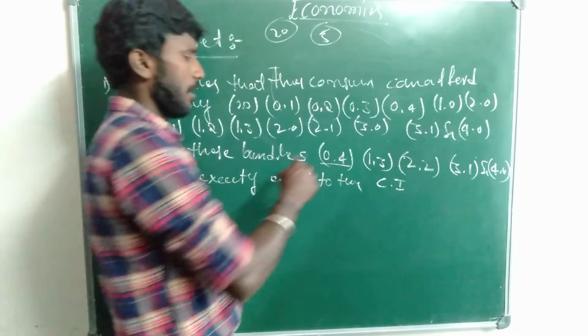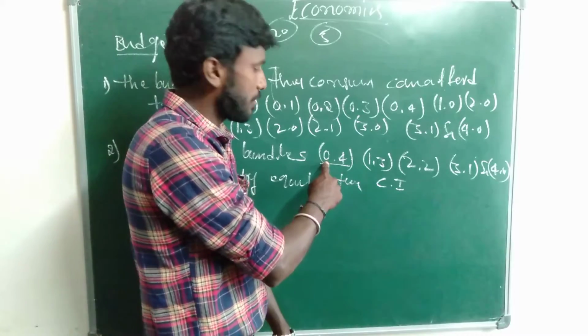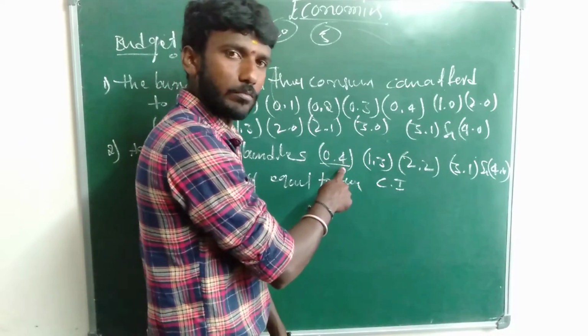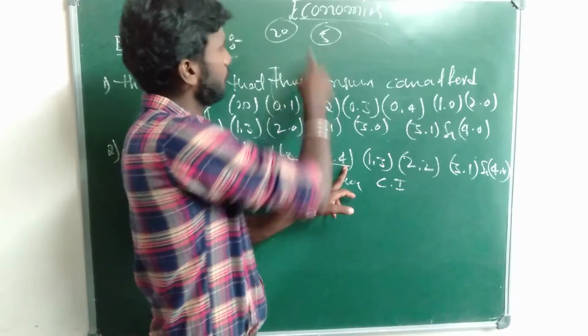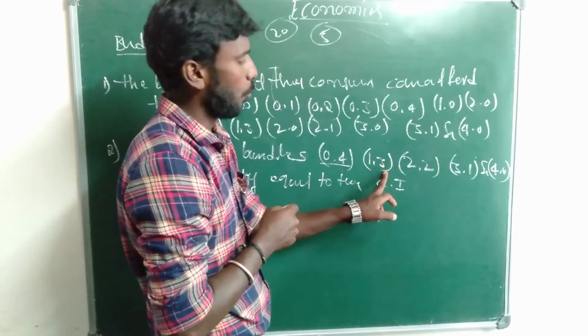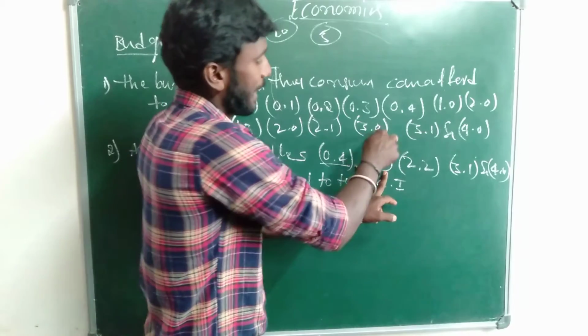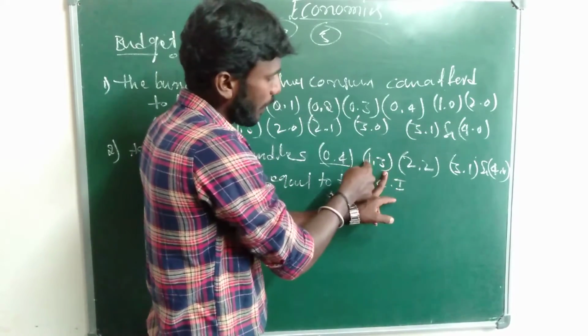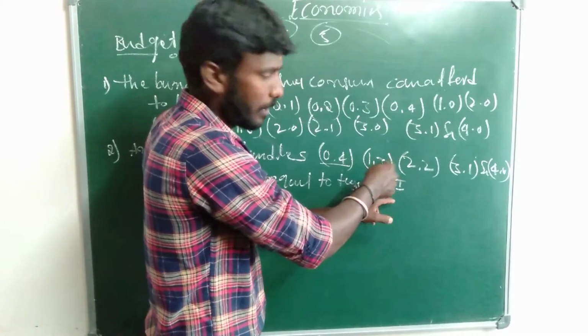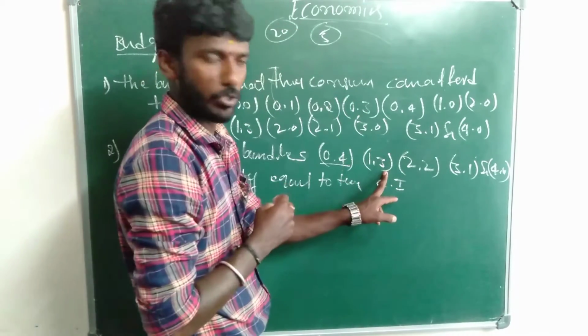04 means x1 commodity is 0, x2 commodity is 4. X2 price is 5 rupees, so 5 into 4 is 20, equal to consumer income. 13 means x1 is 1 commodity, x2 good is 3 commodities: 5, then 3 commodities is 15, 15 plus 5 is 20, equal to consumer income.